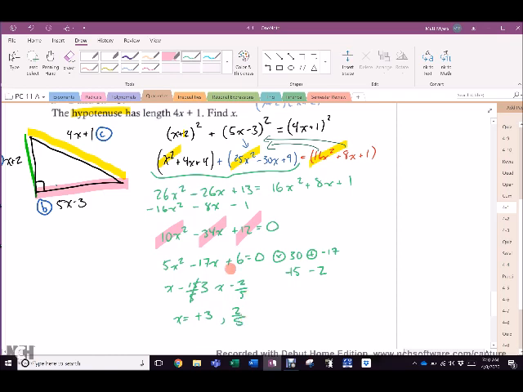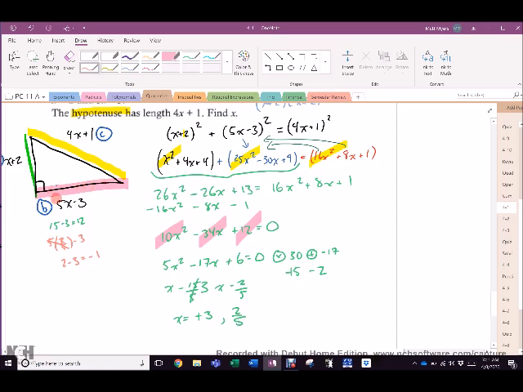Now, if I go up to right here, there's an x. x can equal 3, which would mean 15 minus 3, which would be 12. Or x can equal 2/5, so that would be 5 times 2/5 minus 3. 5 and 5 cancel. 2 minus 3 equals negative 1. Are those both possible? Of course not. This distance cannot be negative.